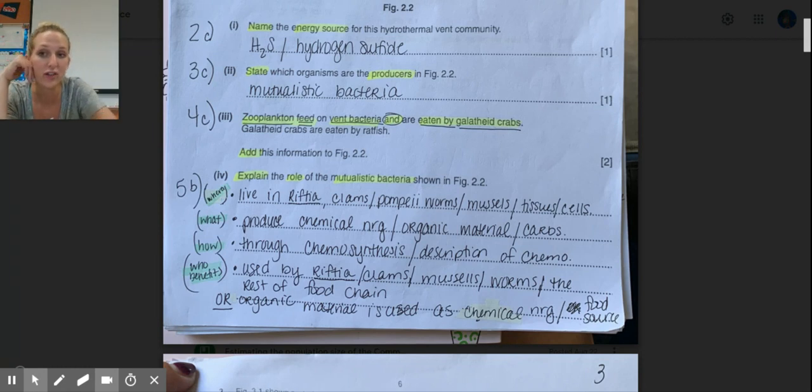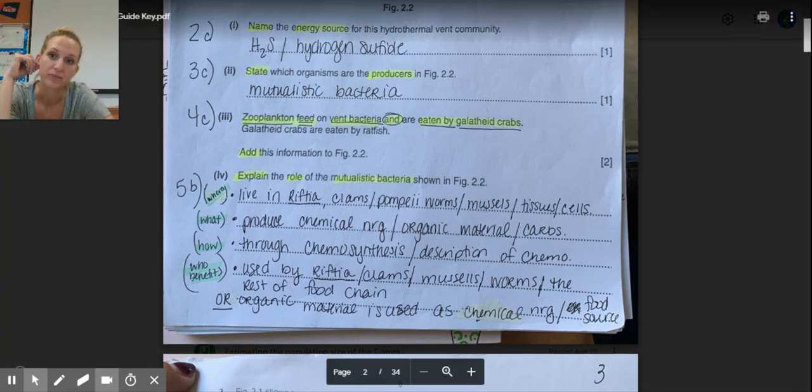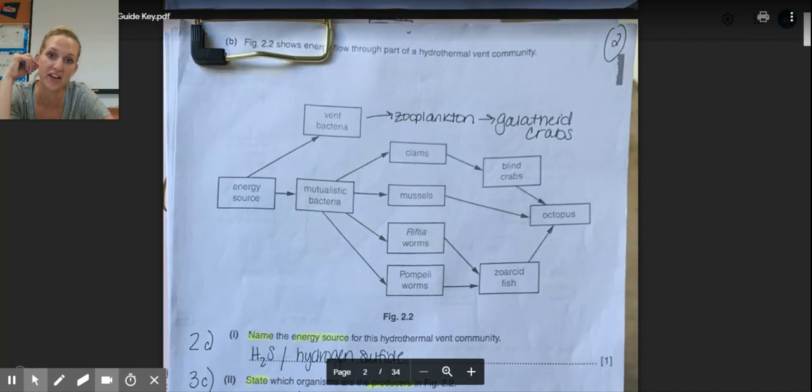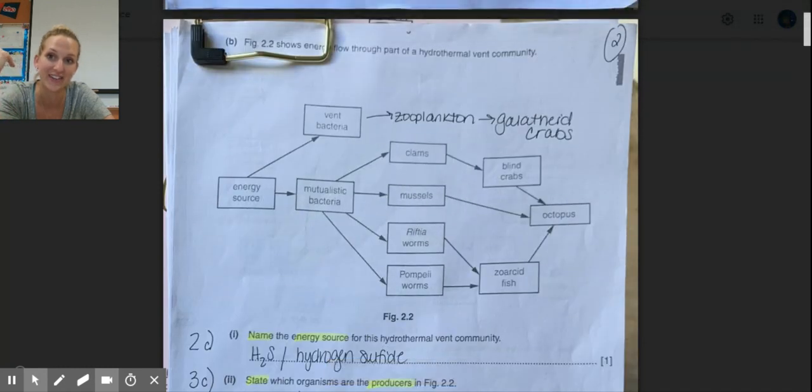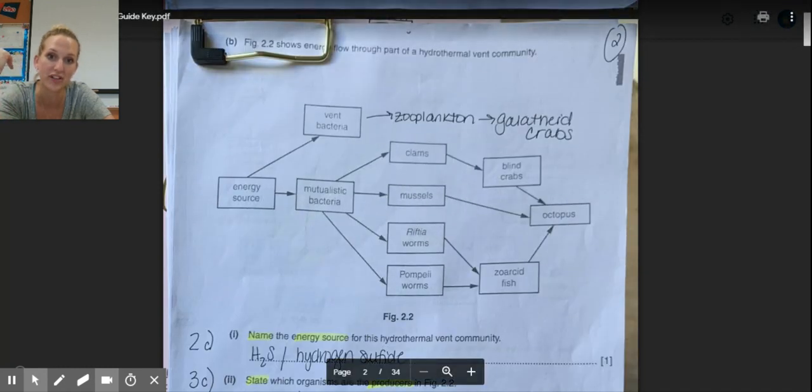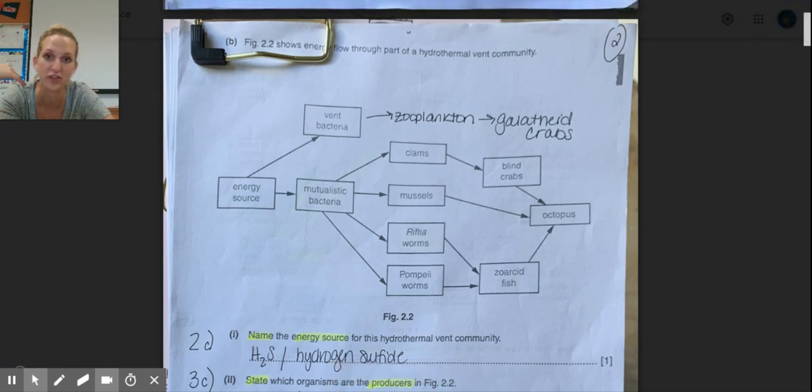So they live in riftia. They live in tube worms, but you need to say riftia. Clams, they also live in Pompeii worms, mussels, tissues, or the cells of those organisms. Okay, and you know that they live there because they are inside of it. They are feeding these organisms, these worms, these mussels and clams, bivalves. They're living inside of it.